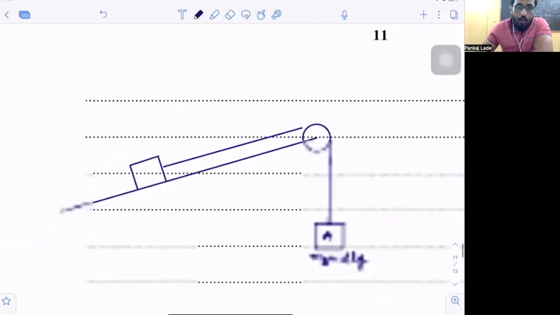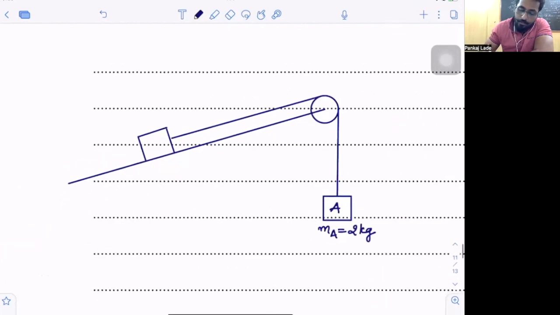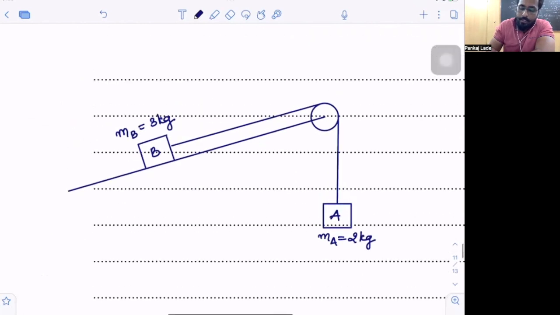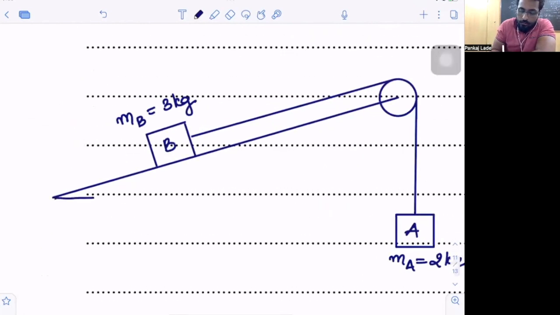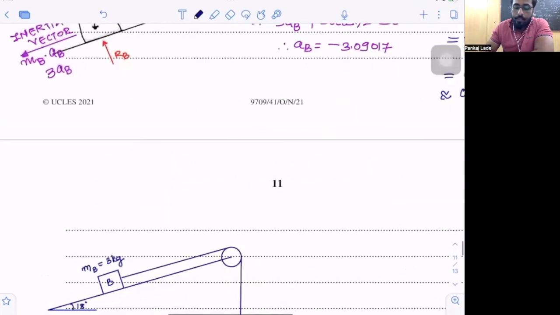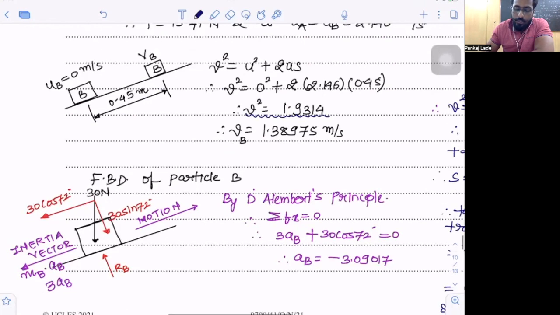So that's block B. The weight of block B, if you remember. So first I'll write the mass of block B. It was 3 kg, right? And the inclination was 18 degrees? Let's quickly confirm. Yeah, it was 18 degrees.